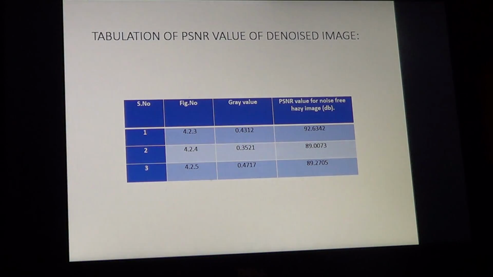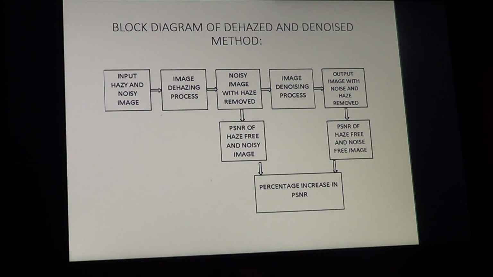And this is the tabulation of the denoised images. We can see that the PSNR value is high, that is 92.63, 89.00 and 89.27 for the 3 images. But before, in the existing dehazing method, we got values around 68. So we can see that the noise is totally removed, that is, each pixel's signal value has been enhanced here.